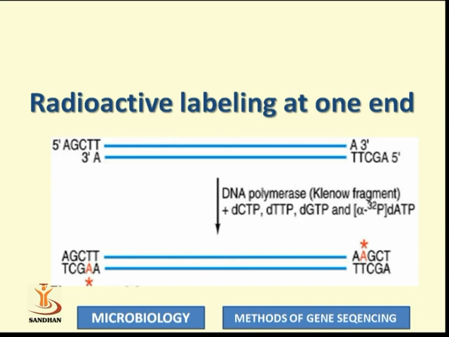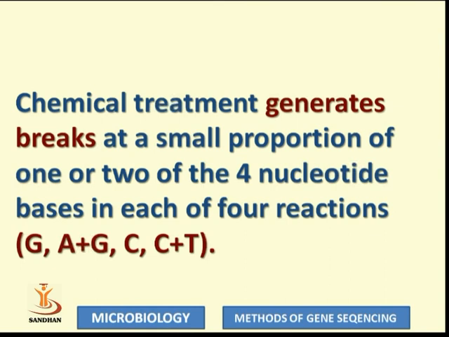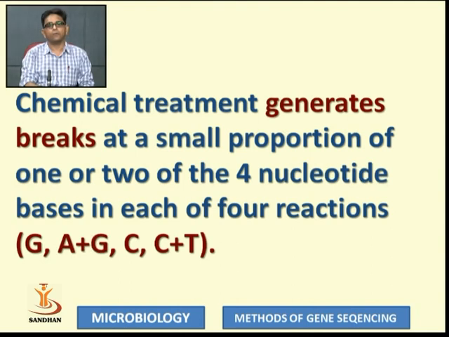So that was the first step: the DNA polymerase Klenow fragment is incubated along with dCTP, dTTP, dGTP, and even the radiolabeled dATP. After that, whatever the sequence of the DNA is, that fragment would be chemically treated, and this will create different kinds of breaks, four different kinds of breakage, with the four nucleotide bases in each of the four reactions. So basically the entire DNA would be getting broken specifically at four different places.